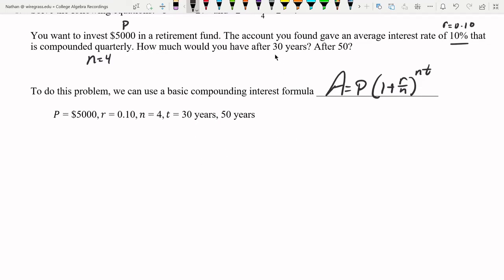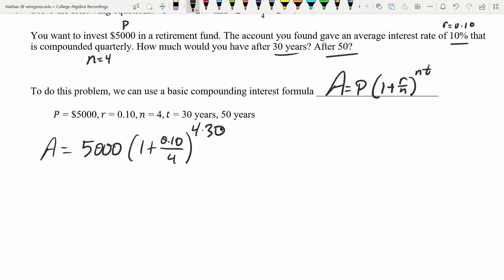Of course, T changes, 30 and 50. That's what I have written here. All I have to do now is just plug it in and calculate. So A equals, P is 5,000, 1 plus R over N to the power of N times T. The first one is going to be 30, and then the second one is going to be 50.